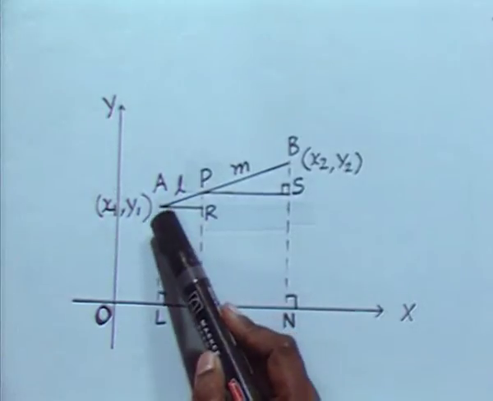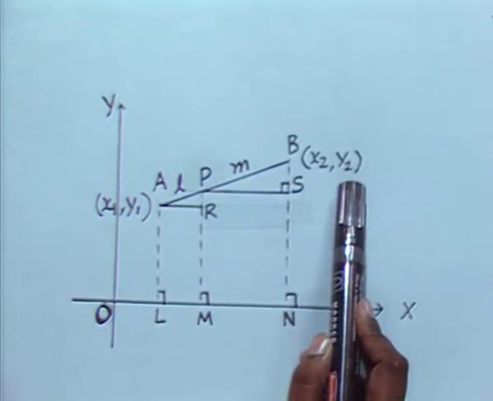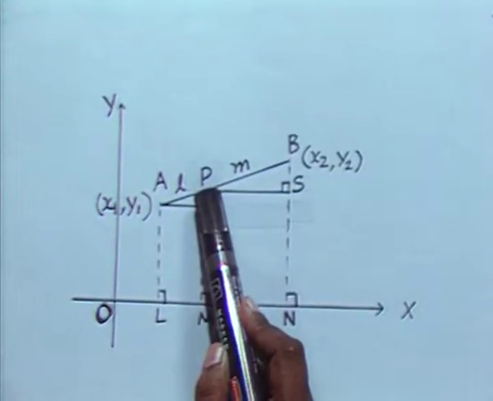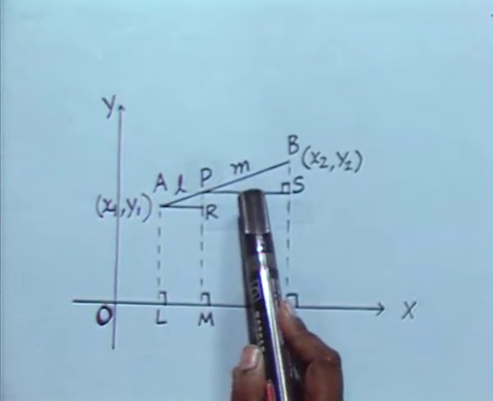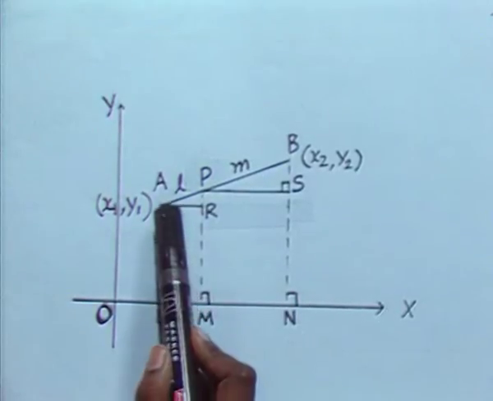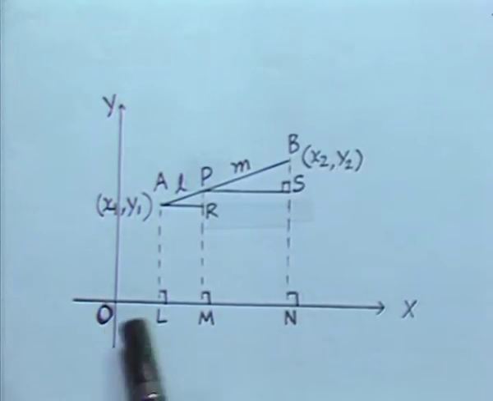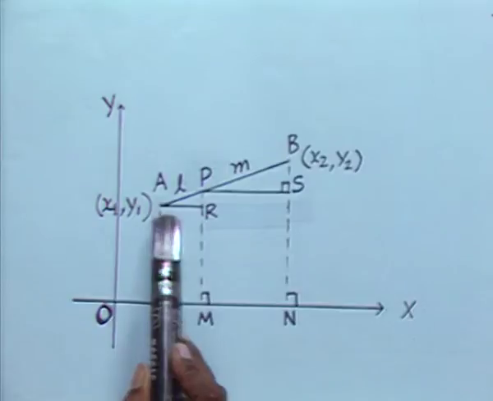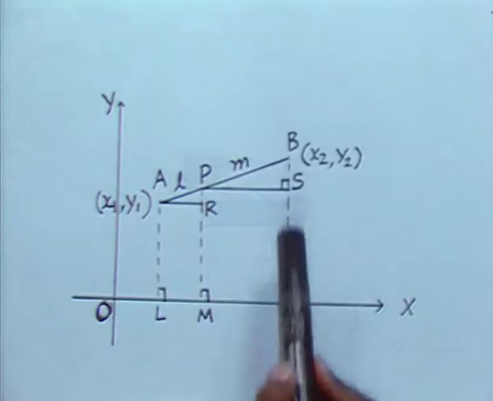Can we find the coordinates of a point which divides a line segment, say in a ratio L:m? Oh sure. Suppose consider the line segment AB given by the coordinates x1 y1 and x2 y2. Let P be a point which divides the line segment AB in the ratio L:m. We draw perpendiculars AL, PM and BN to the x-axis and the perpendiculars AR to PM and PS to BN.